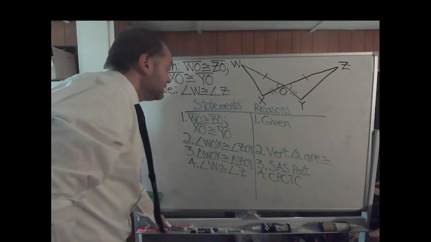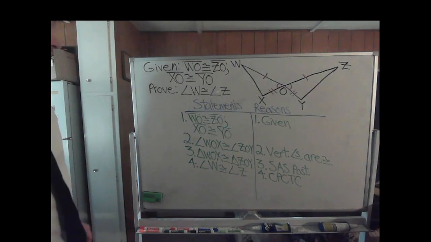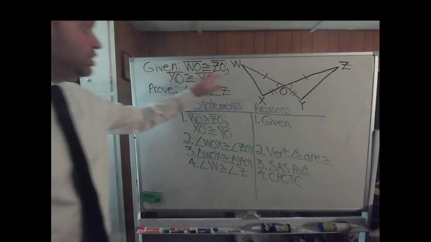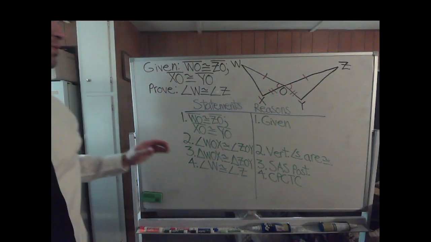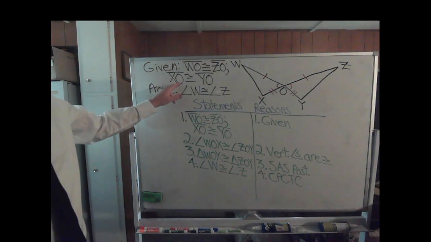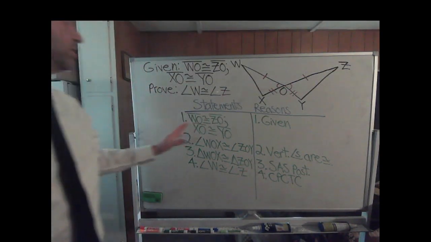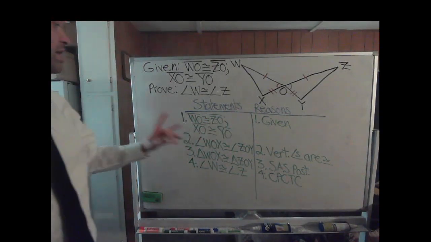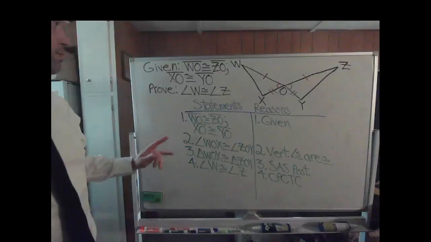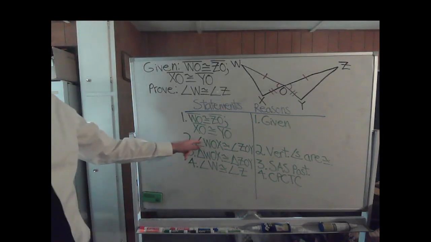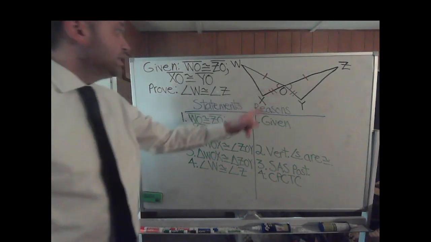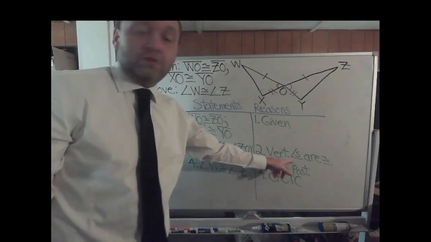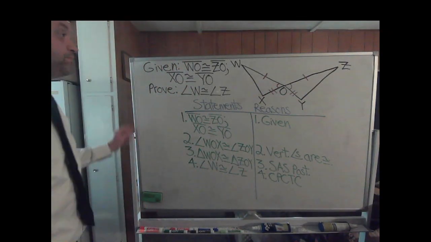So let's go through this proof again real quick. We were given that sides WO and ZO of these two triangles were congruent, as well as sides XO and YO were congruent. We listed that in our statements. That was given. From there, we were looking at the diagram, able to determine that angle WOX and angle ZOY are congruent to each other by the fact that vertical angles are congruent.